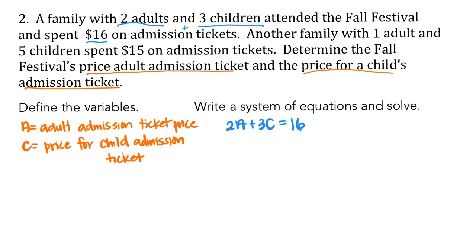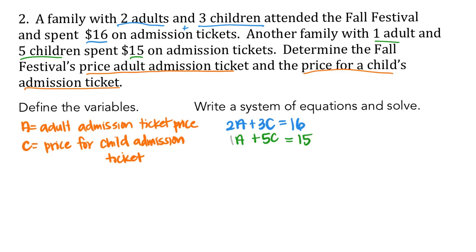Another family with 1 adult and 5 children. So 1 adult and 5 children. And you can put the 1 in front of the A, but you don't have to because an adult is the same as 1 adult. Spent 15. Okay, now that I have 2 equations, I can solve.